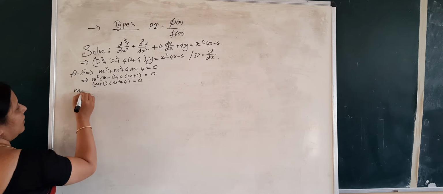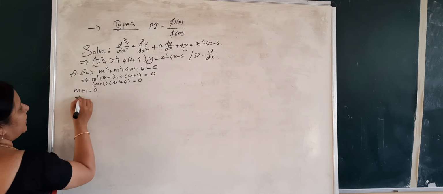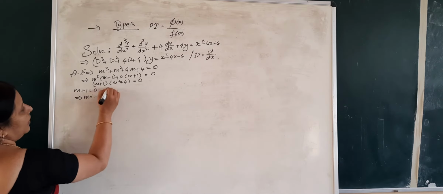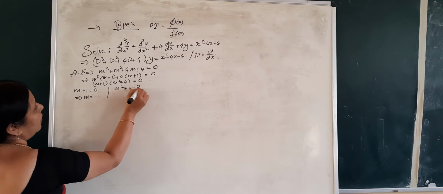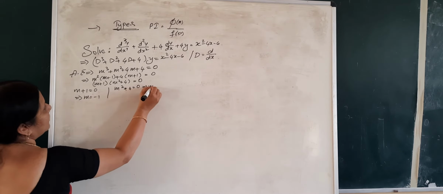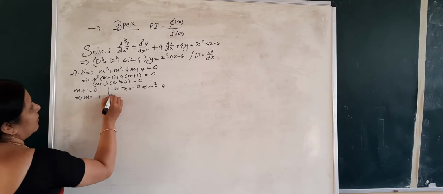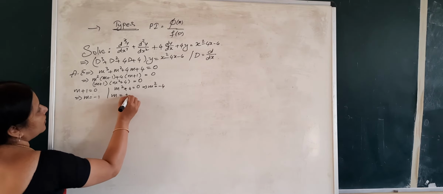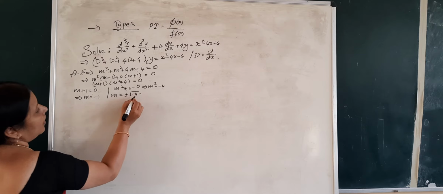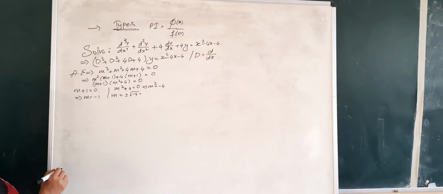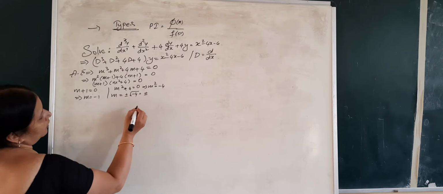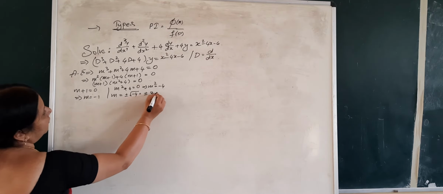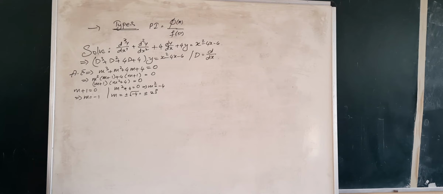So we have m plus 1 equal to 0, which implies m is minus 1. But here m square plus 4 equal to 0, and you get m square equal to minus 4, m equal to plus minus under root of minus 4. There is a negative number inside that root, so you have to apply the complex roots. Under root of 4 is 2, under root of minus 1 is i. So we get complex roots in this case.